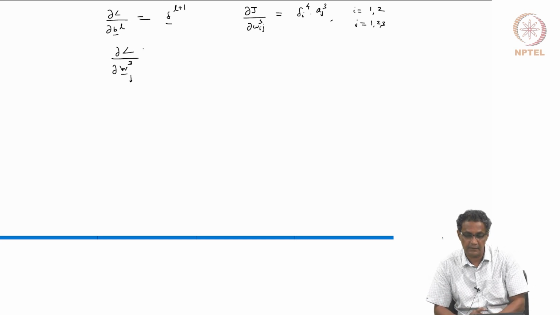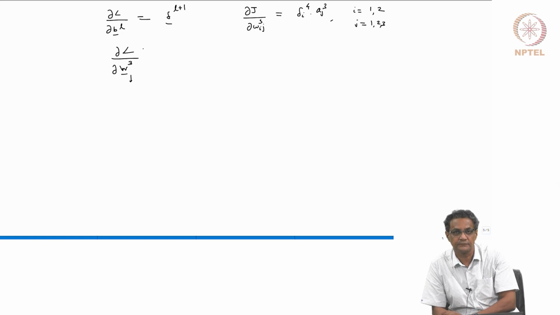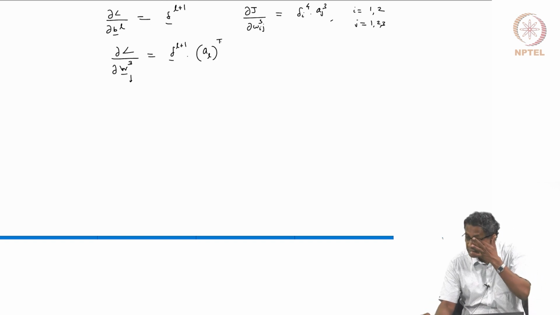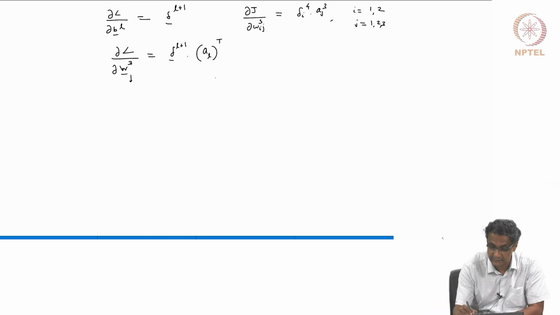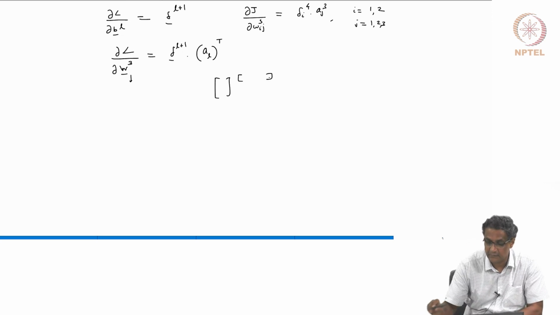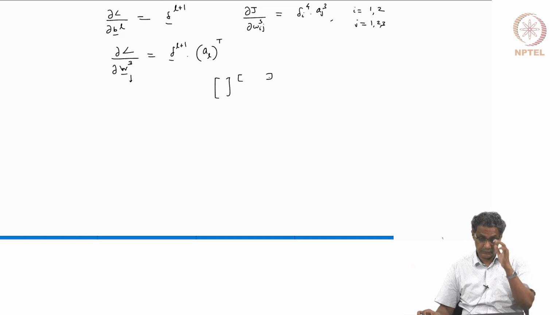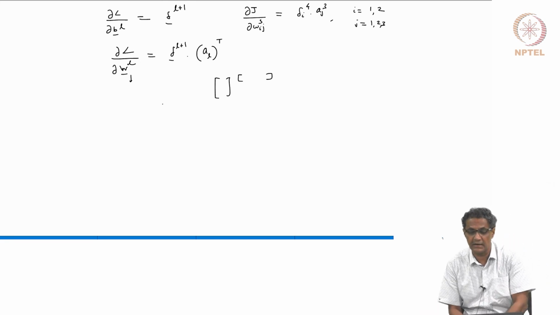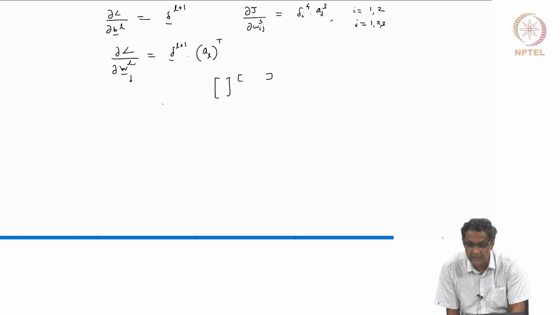How will you express it in terms of delta and a_j? Outer product, very good. So this will be delta^(L+1) into (a^L) transpose. This is just an outer product. So you have a column vector and then a row vector. That's for L. If it was 3, it would have been delta^4 into (a^3) transpose.